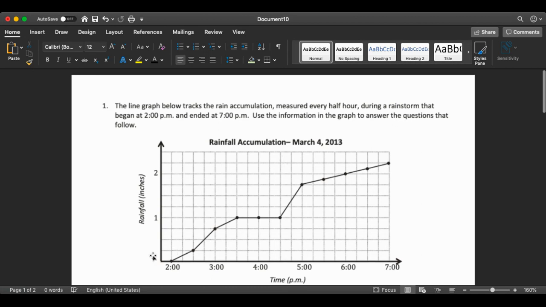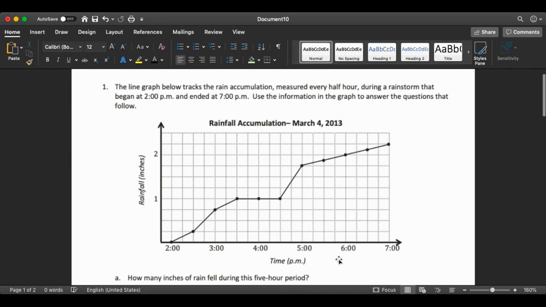and ended at 7 p.m. So if you notice down here, this is the time. The first rainfall recorded was at 2 o'clock. It's actually at 0. The rain didn't fall until then. And then it goes all the way till 7 o'clock. And then over here, the x-axis is time. The y-axis is the rainfall that's measured in inches.